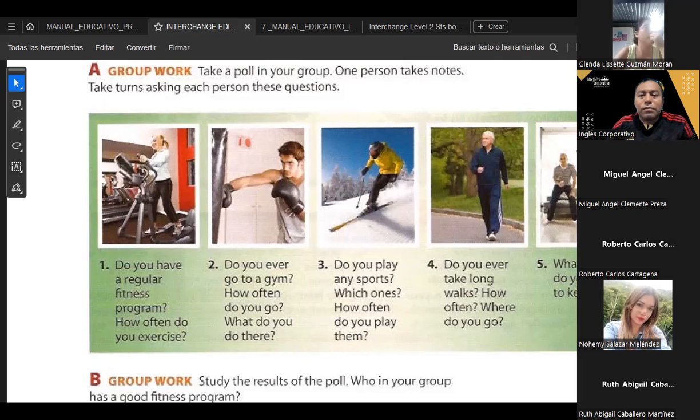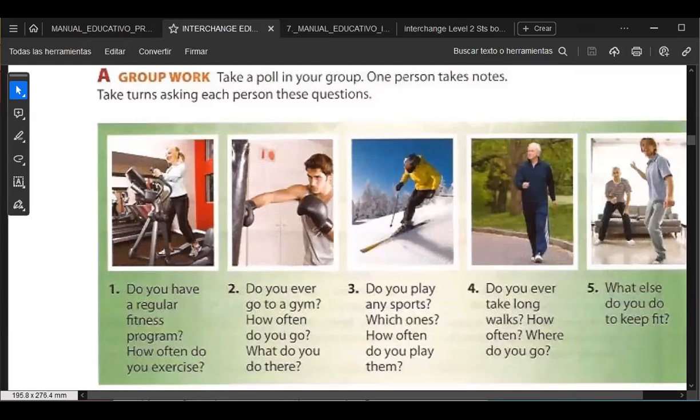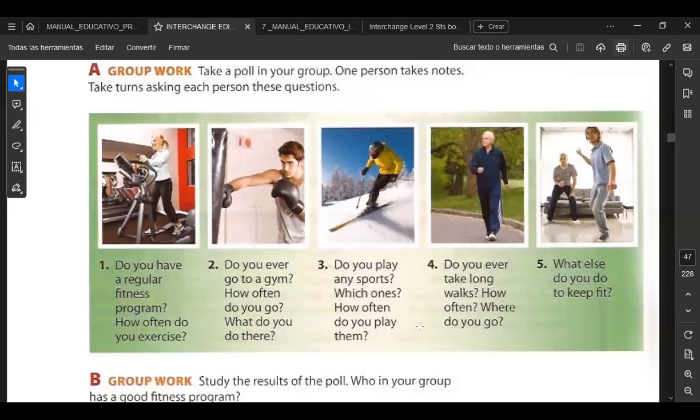Now the number three. Let's continue. Do you have any questions so far? ¿Tiene preguntas hasta ahorita? No questions. Now, in the number three, do you play any sports? Yes, I do. No, I don't. Because you are using the auxiliary do. Which ones? ¿Cuáles? I don't play sports, or I play basketball, I play soccer. How often do you play them? I sometimes play soccer, right? I usually play soccer, and so on.